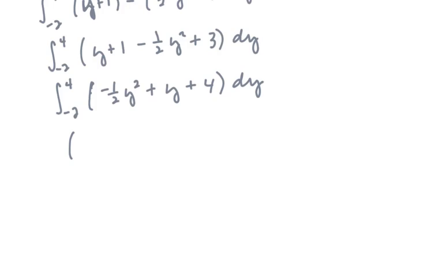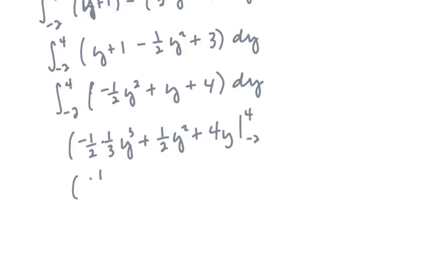So let's integrate. So we have negative 1/2, and then we have y. When we add 1 to the power, we get third. So we have the fraction of 1/3 in front of that. Plus, when we integrate y, we get 1/2 y squared. When we integrate 4, we get 4y from negative 2 to 4. So this makes negative 1/6 y to the third plus 1/2 y squared plus 4y from negative 2 to 4.